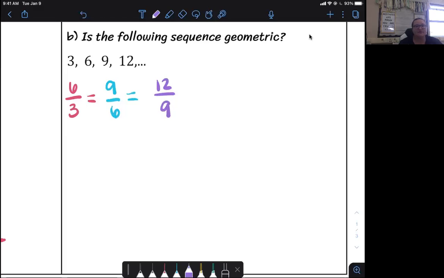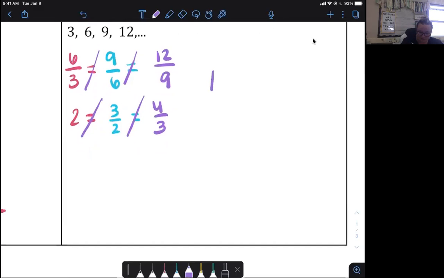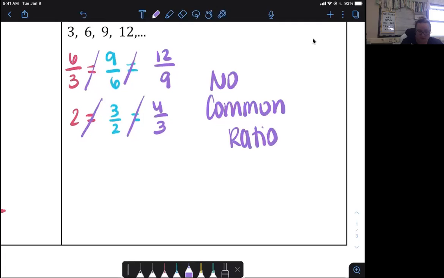So what we're asking ourselves is, is 6 divided by 3 equal to 9 divided by 6 equal to 12 divided by 9? Well, 6 divided by 3 is 2. 9 divided by 6 is 3/2. 12 divided by 9 is 4/3, right? 2 is not equal to 3/2, which is not equal to 4/3. So these things are not equal. So there is no common ratio. And if there is no common ratio, then we do not have a geometric series.